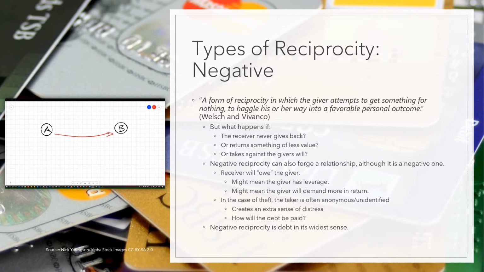So negative reciprocity covers debt in its widest sense. And that includes debt we think of on a day-to-day basis, like credit cards, okay? You are essentially making a promise. But until you pay that back, it's a negative reciprocity. That's why they're going to ask for extra in return.